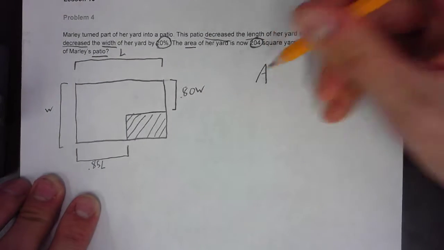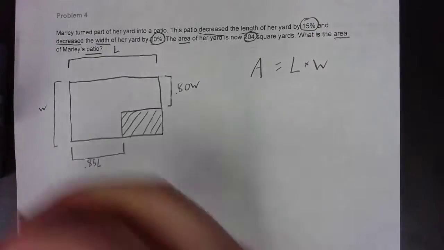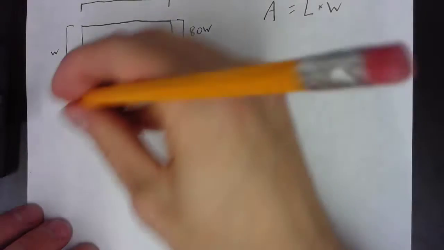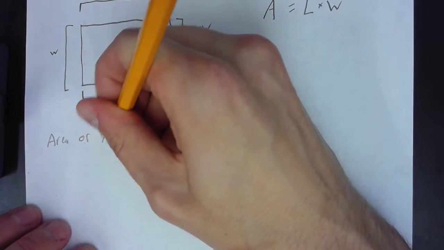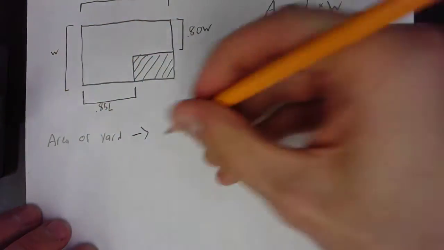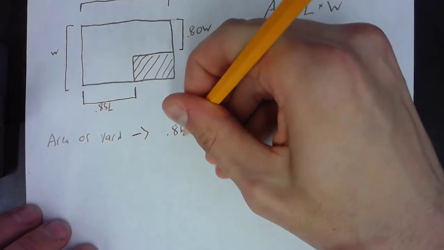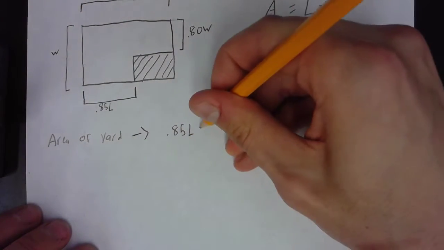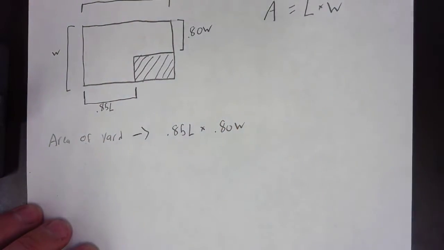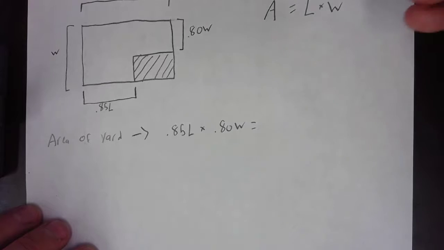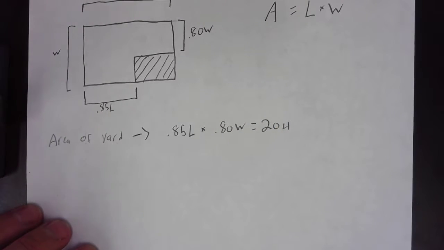So as we know, area equals length times width. So right down here, we have the area of the yard. Okay, so if we just plug in, we know that the length is 0.85 L times a width of 0.80 W. And that will equal our area, which we know is 204 square yards.